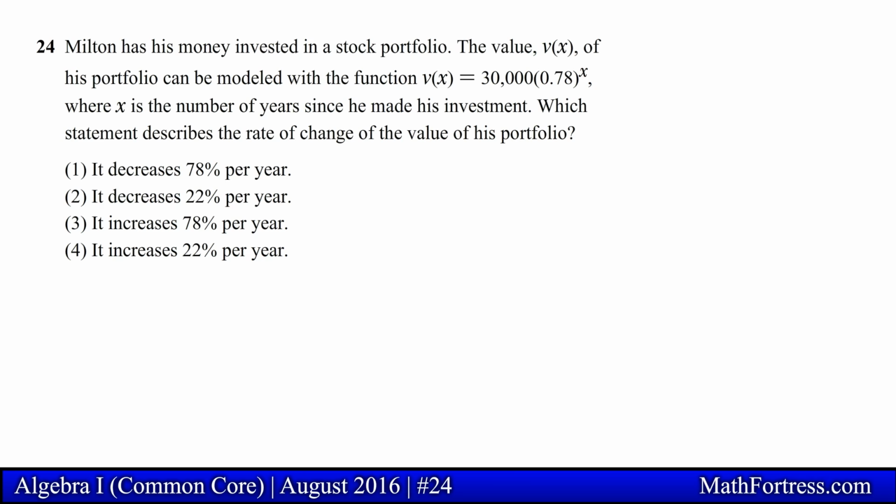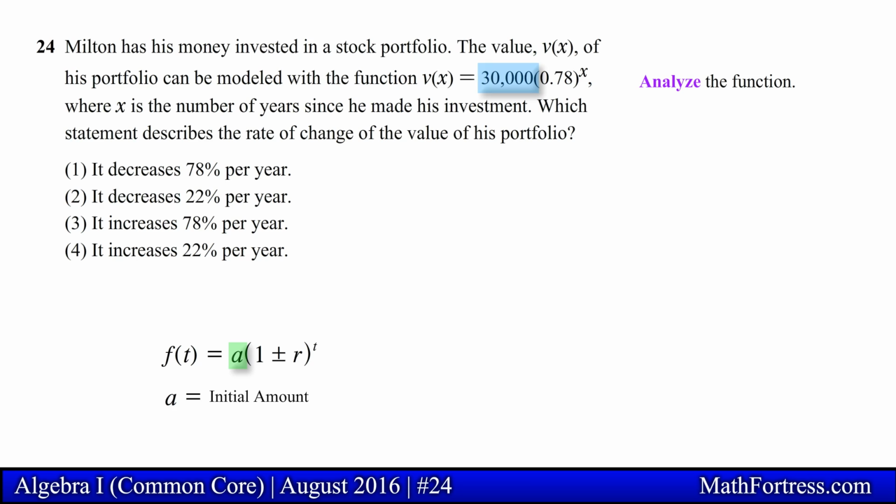In this problem, we need to determine how the value of a particular investment is changing every year. We can determine this by analyzing the function v of x. Notice that the function v of x represents an exponential function. Recall that an exponential function has the following form: a times the quantity 1 plus or minus r raised to the power of t. Here, a represents the initial amount.